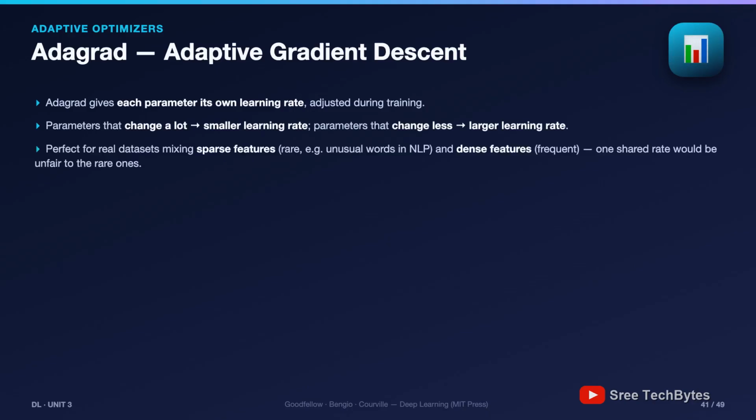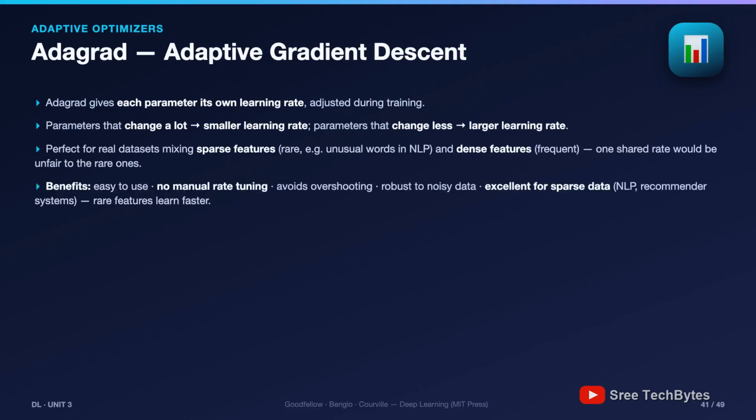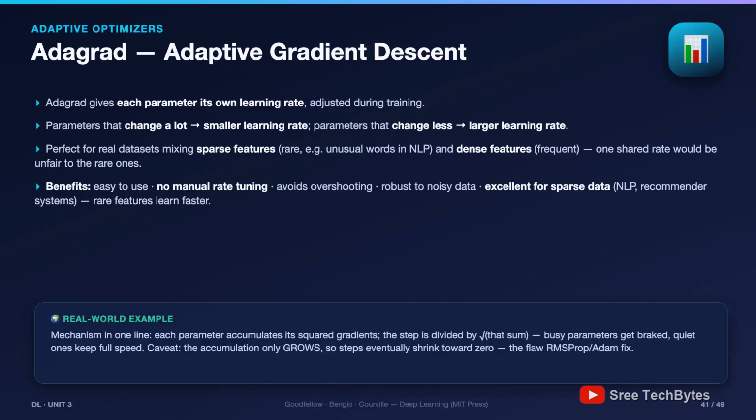The benefits: exam ready, easy to use, no manual rate tuning, avoids overshooting, robust to noisy data, and outstanding for sparse data: natural language, recommender systems, where rare features finally learn at a fair pace. But there's a flaw, and it's fatal in long training runs: that accumulated sum only ever GROWS, so every step shrinks toward zero and learning grinds to a halt. The fix: replace the ever-growing sum with a decaying average that forgets the distant past. Add momentum on top and you get the king.